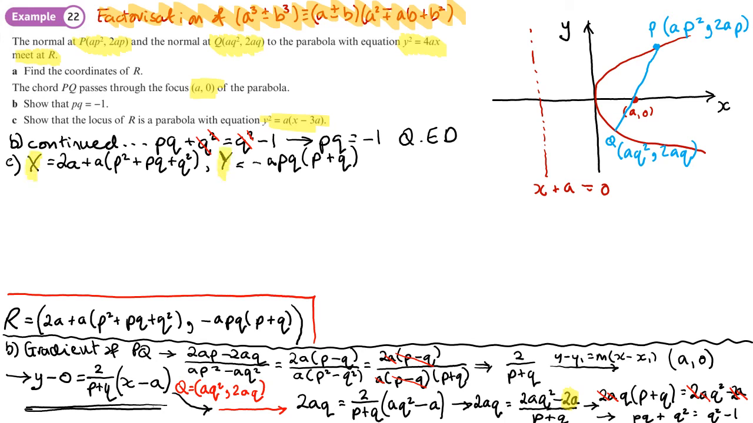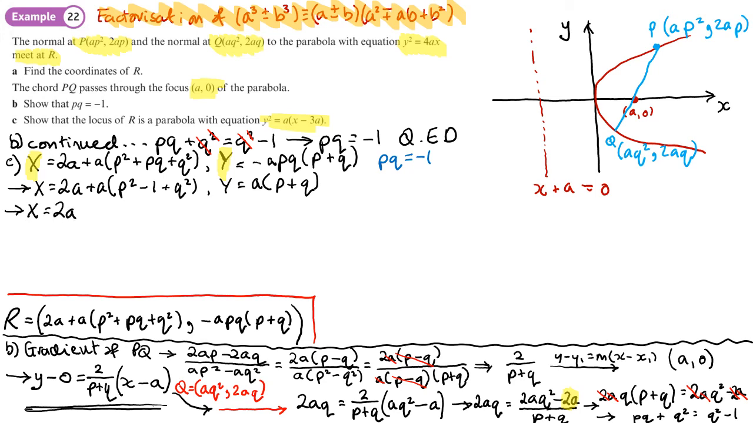Now we've been given some information that in the previous part, p times q, the product of p and q, is -1. So we can use that to simplify what we've written. So the x coordinate will become 2a plus a, and then we'll have pq, or p squared, minus 1, because p times q is -1, plus q squared. And we'll simplify that in a moment. And for y, again, where the pq equals -1, you'll have a p plus q. So if I take the first one and simplify the x, so now I'll have 2a. Now if I multiply this out, actually I'm only going to multiply part of it out, so I'll have plus a p squared plus q squared, and then the a times by the -1 will give me -a.